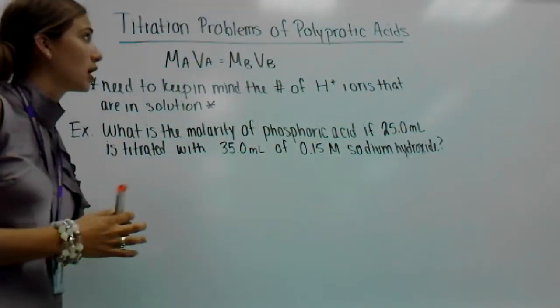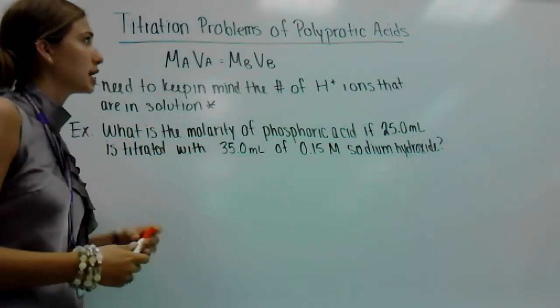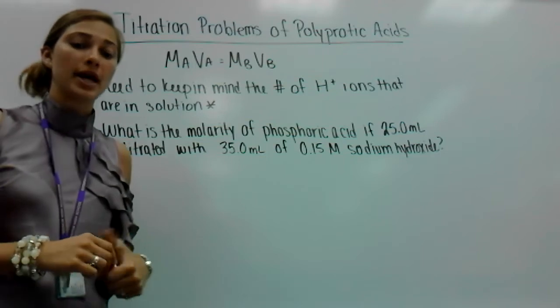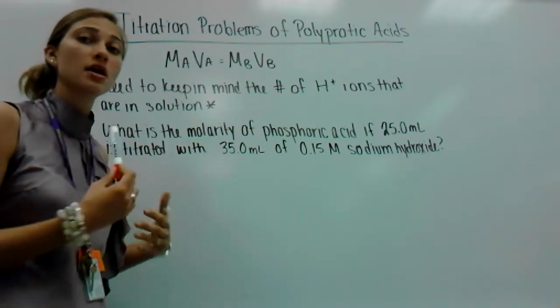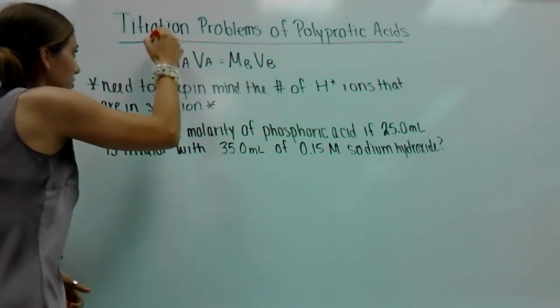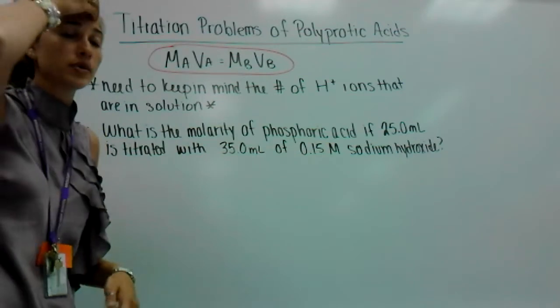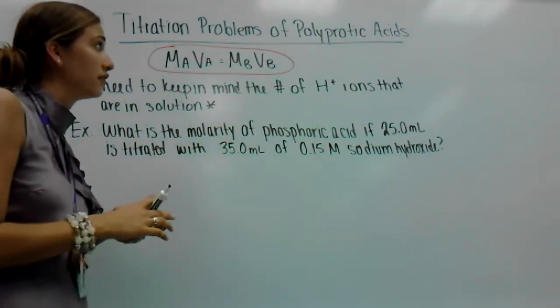To talk about titration problems of polyprotic acids. So we've already done titration problems with monoprotic acid, but we also want to keep in mind diprotic acids and triprotic acids. You guys know that for titration problems, you're using the formula MAVA is equal to MBVB.